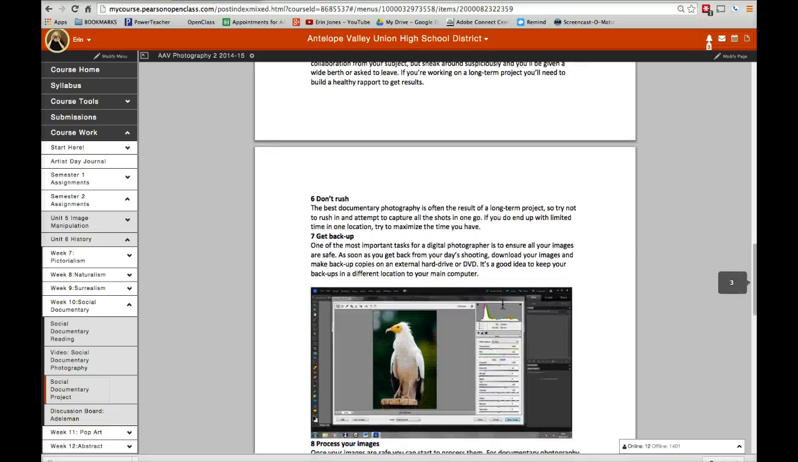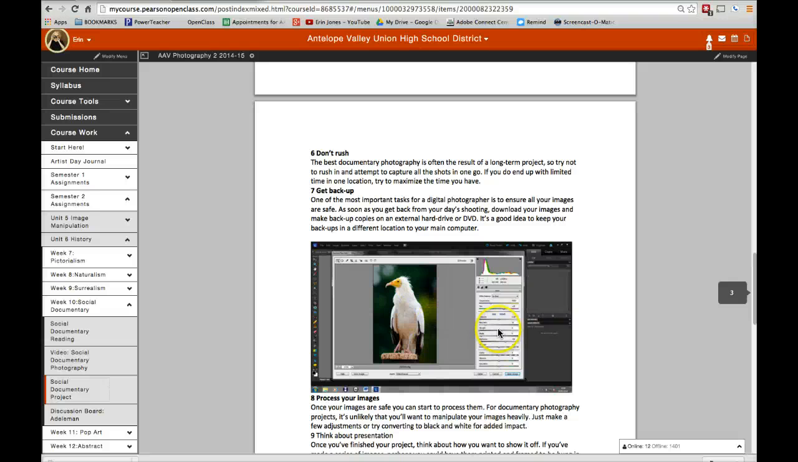All right, don't rush. You're not in a hurry. Take several shots. If you think you're in a great one, take several, because if you don't have time to sit there and really look at them and really capture the story that you're trying to tell, it'll show in your results. Okay, make sure that you save all your images.